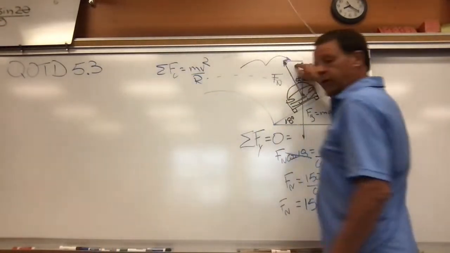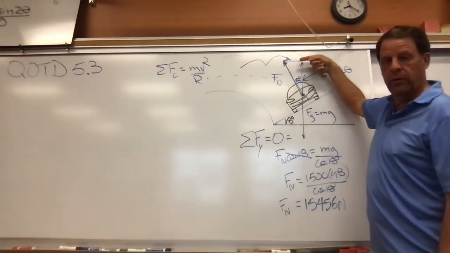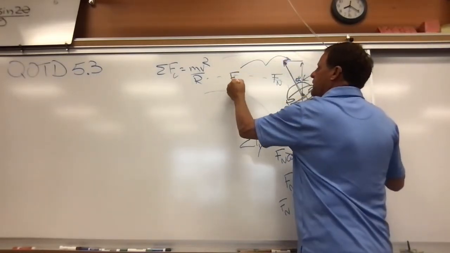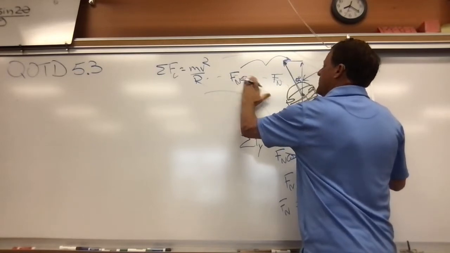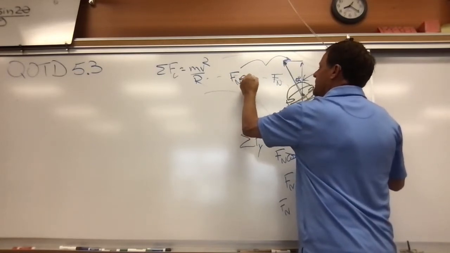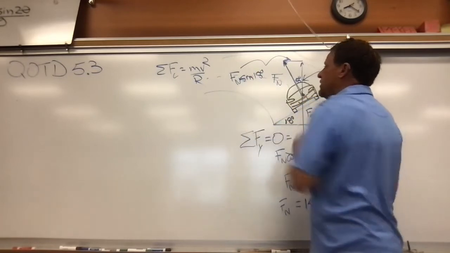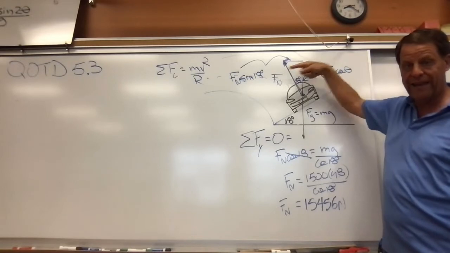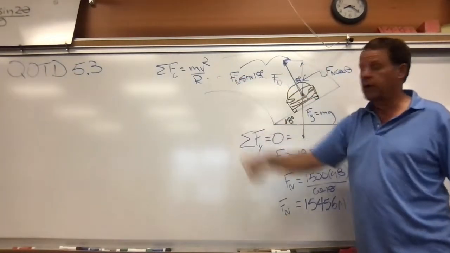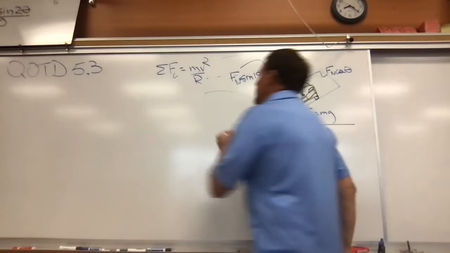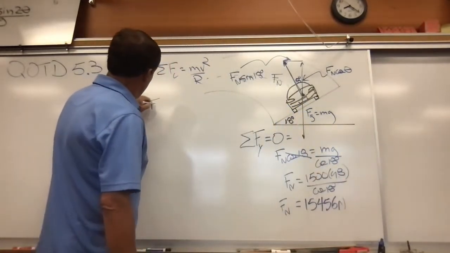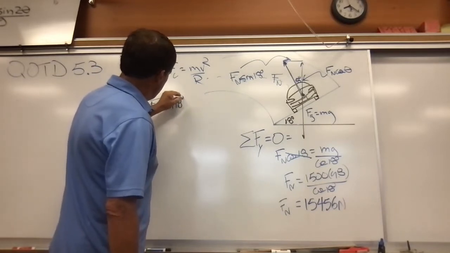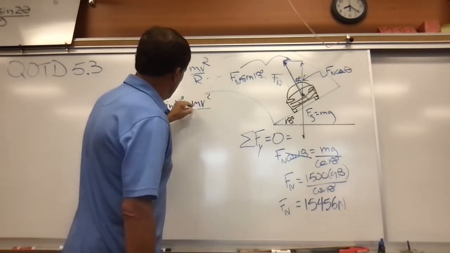Now if we look over here, what is the part of this normal force that's going towards the center? That's going to be force normal times the sine of 18 degrees. Since we're not relying on any friction, that is the part that is going to equal mv squared over r. So the sum of the forces is force normal sine 18 degrees equal to mv squared over r.